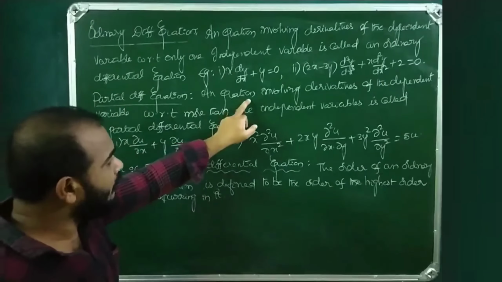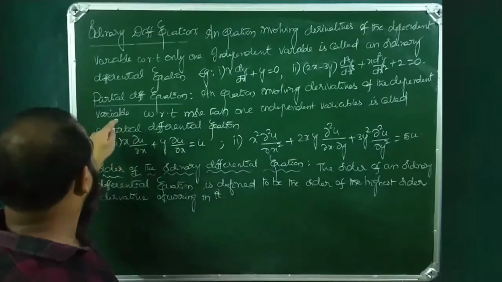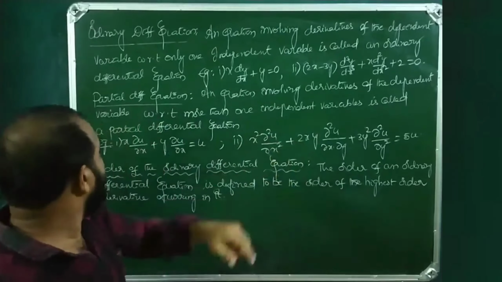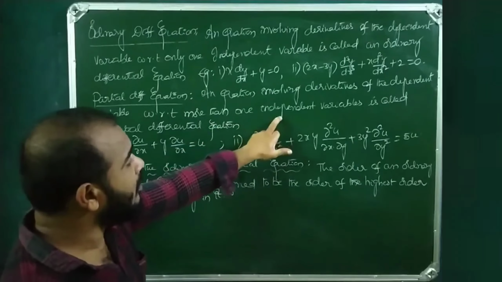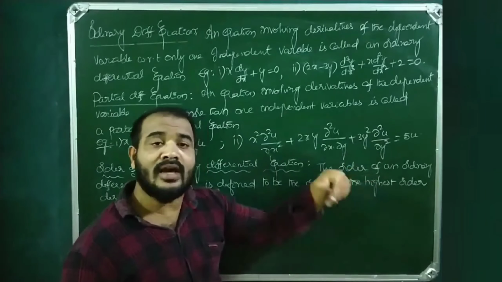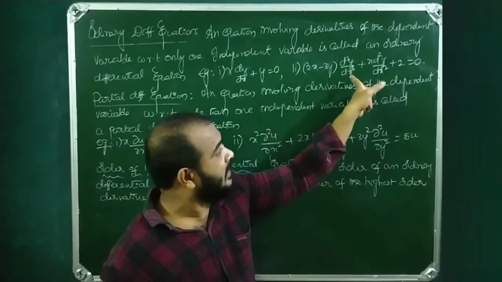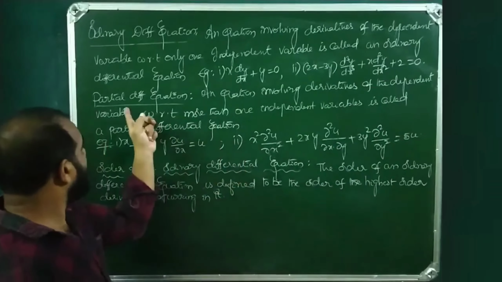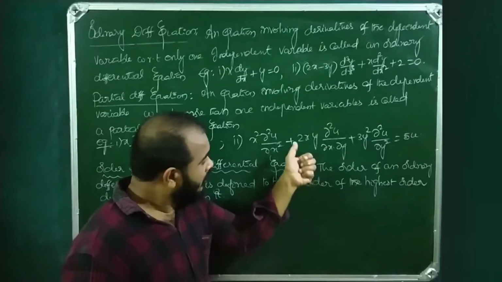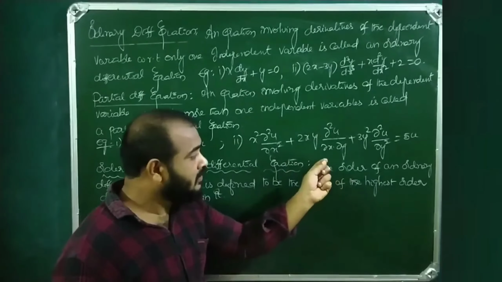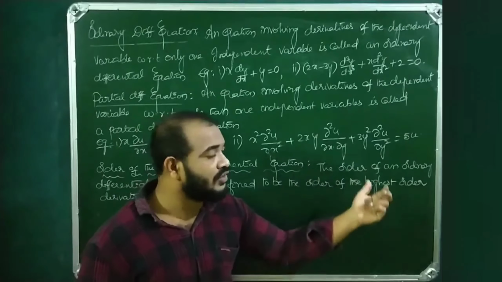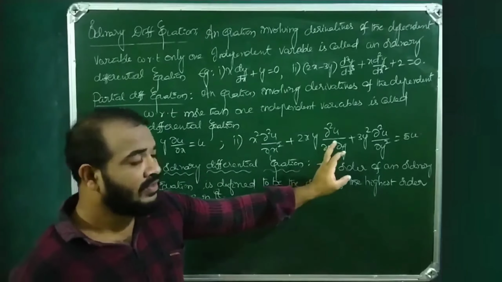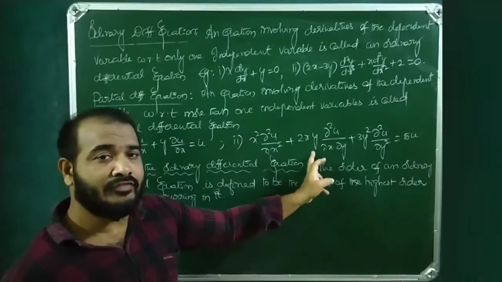Partial differential equation: an equation involving derivatives of the dependent variable. What is the dependent variable here in this case? u. Derivatives of the dependent variable with respect to more than one independent variable, here x as well as y, more than one. In the first case, x is the only independent variable. But that is not the same case when it is a partial differential equation, where the number of independent variables is more than one. Sometimes we can have 3, 4 also. So this is the example for partial differential equations.